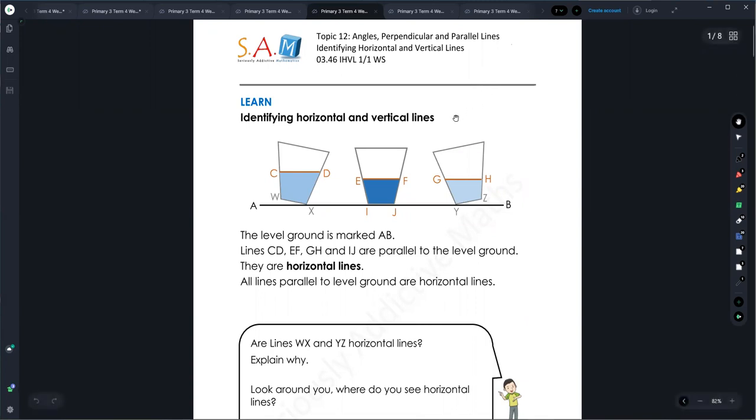For this week, there are 3 booklets. The first booklet is what we do to finish up angles, perpendicular and parallel lines, and then the other 2 books are on perimeter, right? So let's start with the first book.